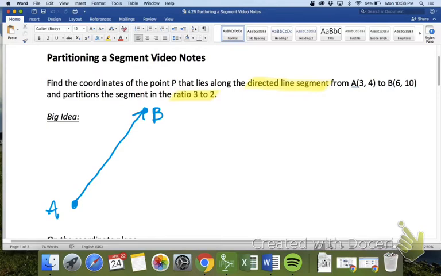So then the idea is, if we understand this idea of a directed line segment as having a starting endpoint and an ending endpoint, so in this case we're starting at A. Now let's think about what it means to partition the segment in a ratio of 3 to 2. So partition is just a big word for breaking up. So you want to break up this segment from A to B so that we have a ratio of 3 to 2. And what that means is that wherever I'm putting this new point P, and I'm not exactly sure where it should go right now, but I'm just eyeballing, I'm going to say point P is about there.